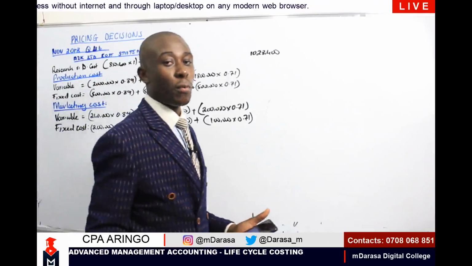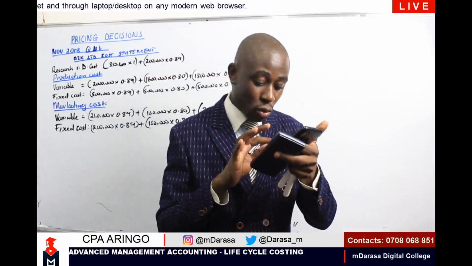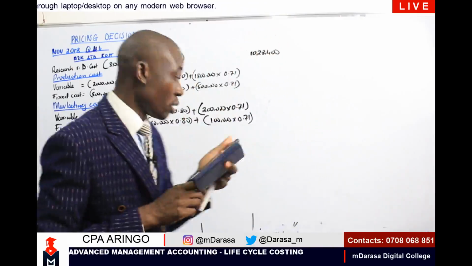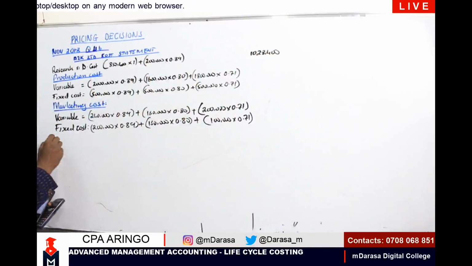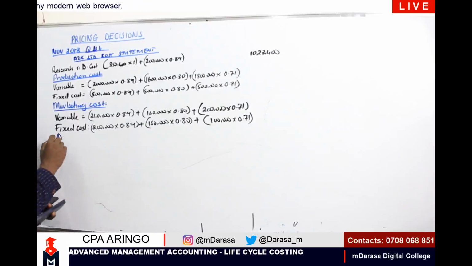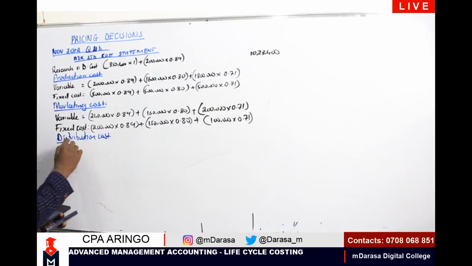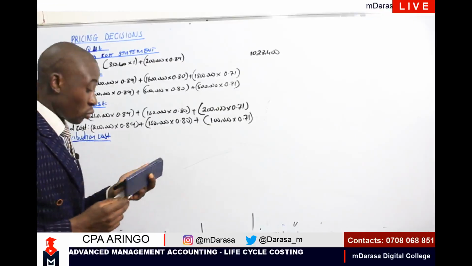What about the other component of cost given? My good student, you are given distribution cost. So I'm having our distribution cost here. Looking at our distribution cost, what were we given?